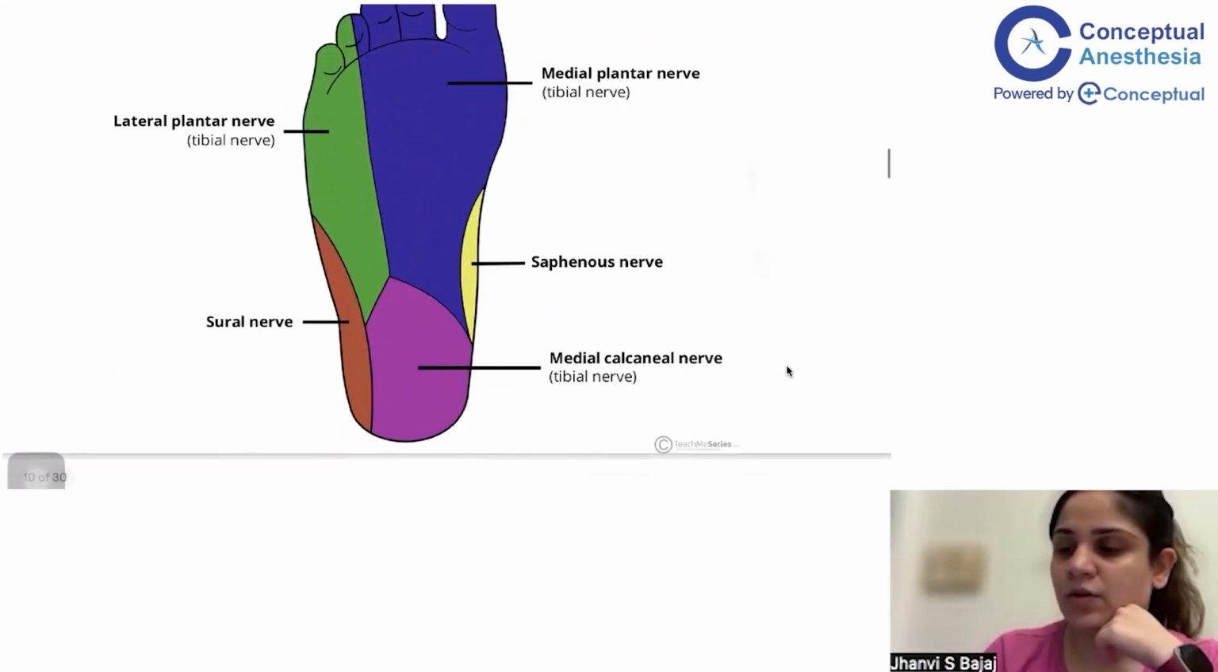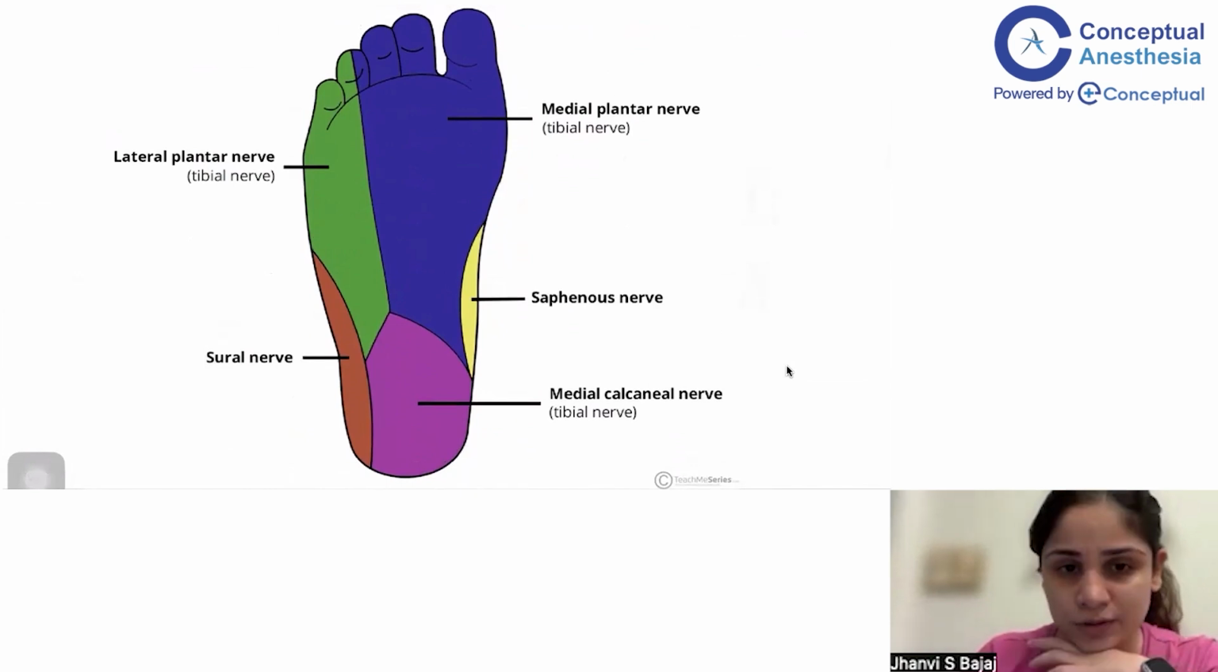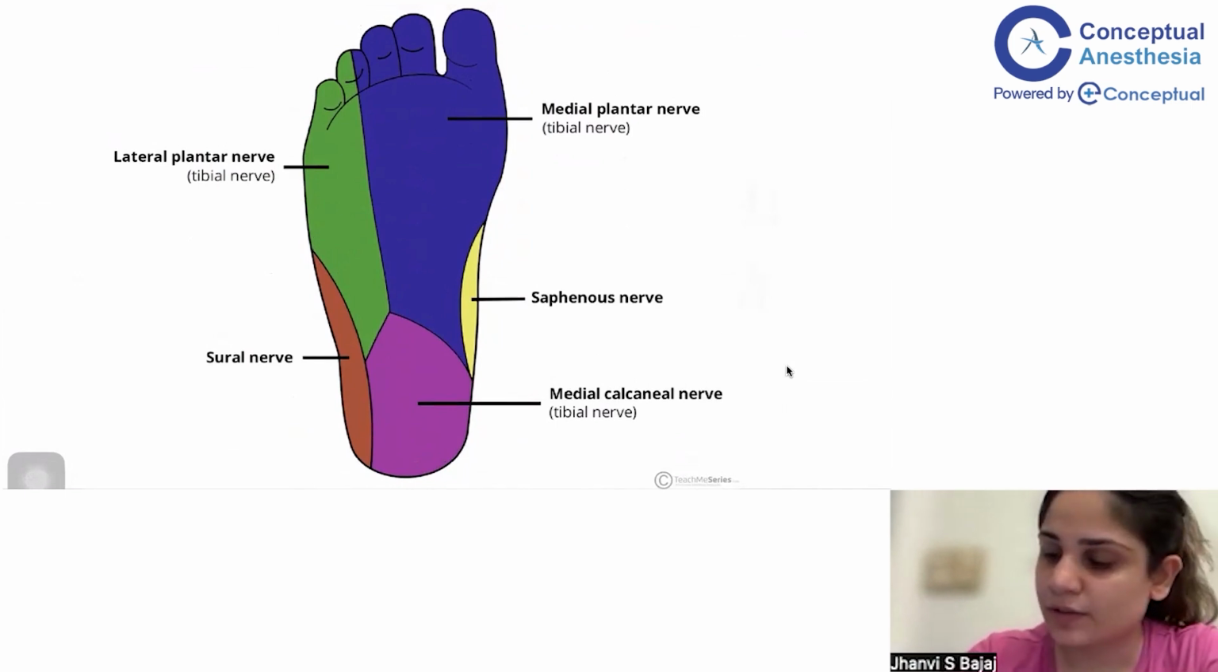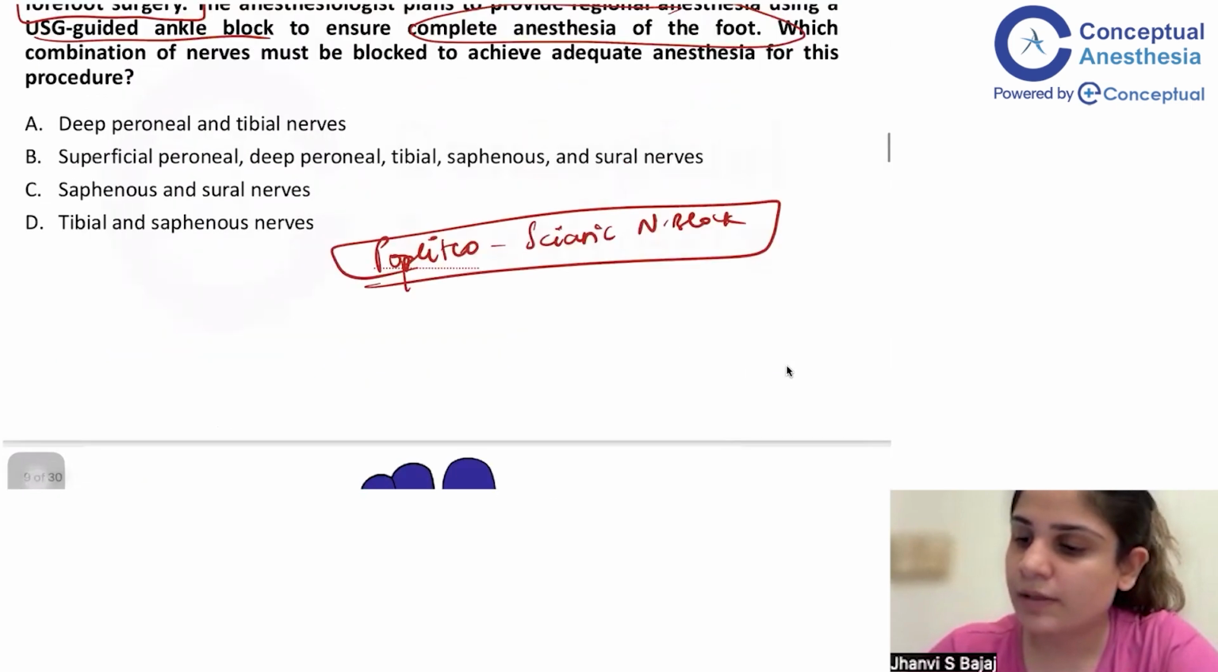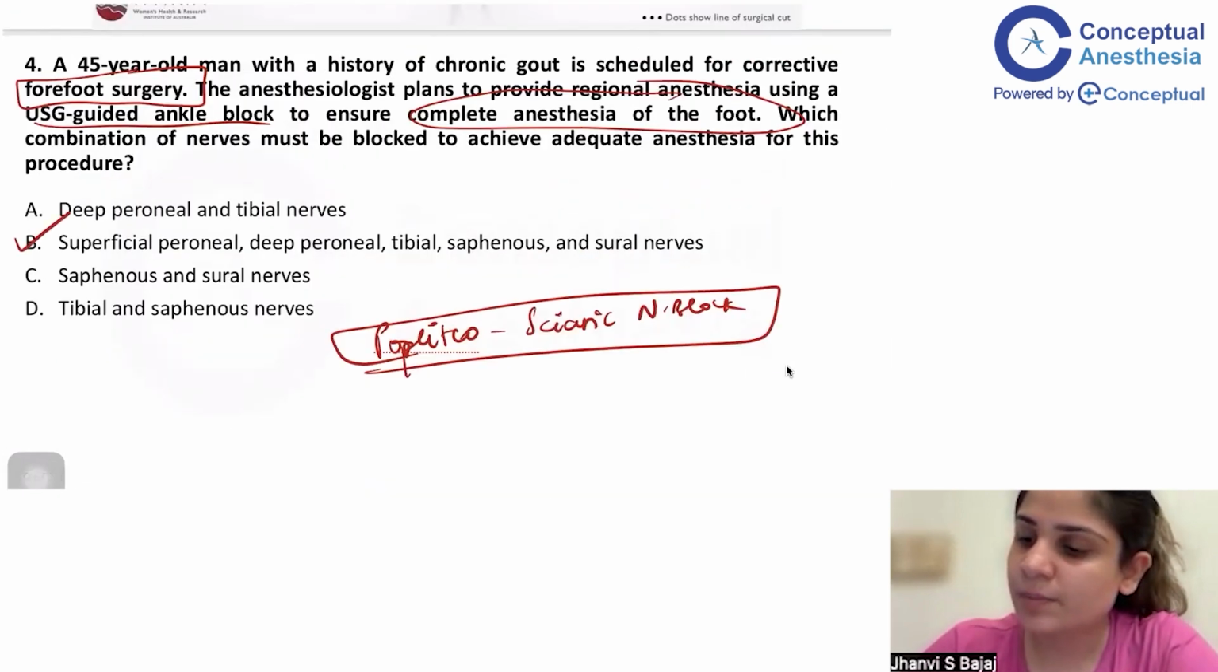Okay. So this is also a picture of the plantar surface of the foot and how it is supplied. So all of these are the innervation of the foot. Okay, I'll just write over here so that you know this is the plantar surface of the foot. Okay, so the answer over here is superficial peroneal, deep peroneal, tibial, saphenous, and sural nerves.